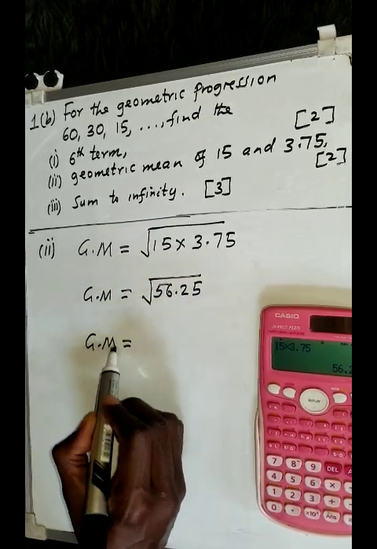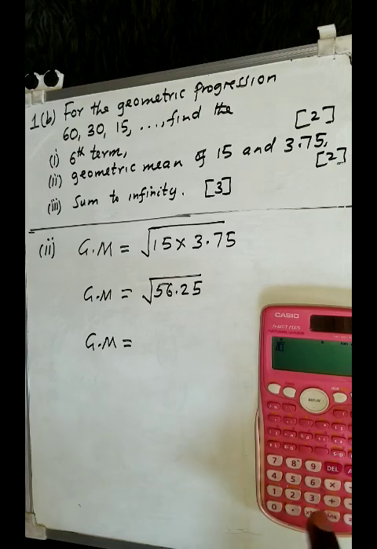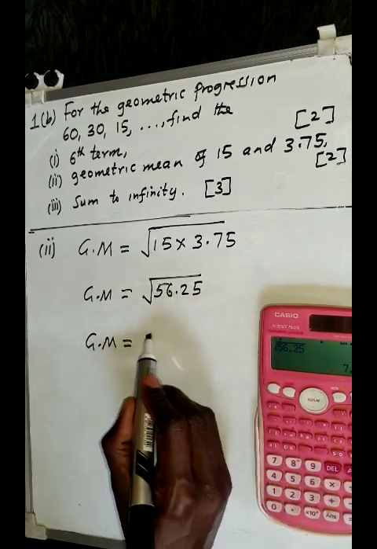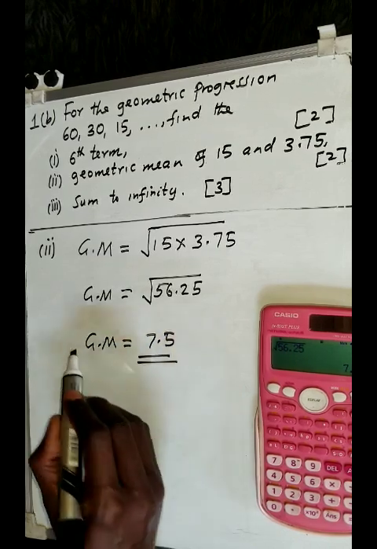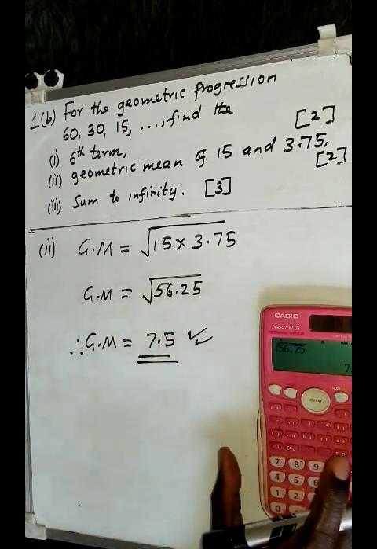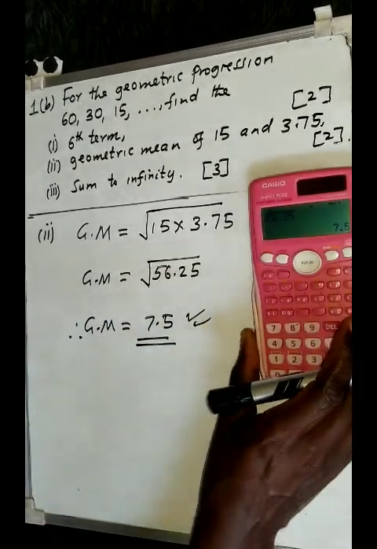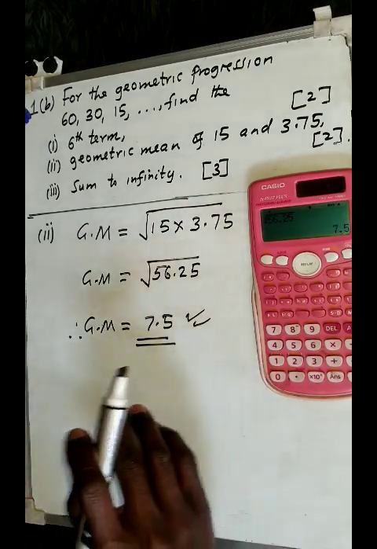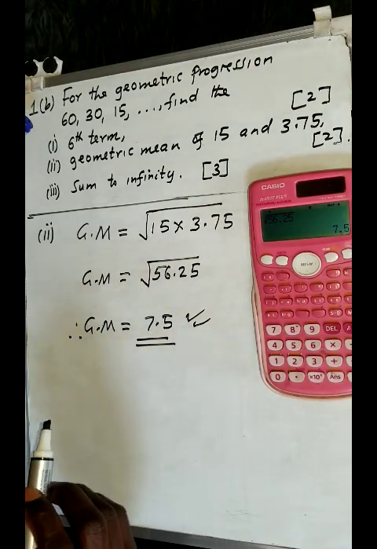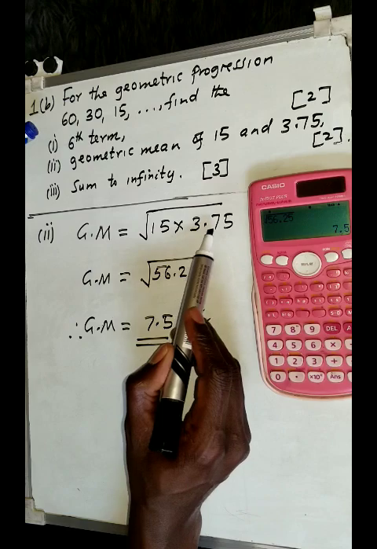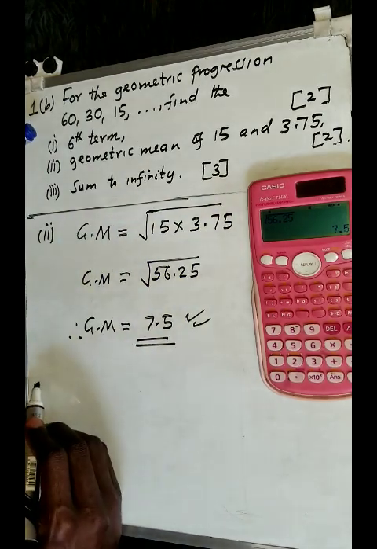So what will be the geometric mean? The square root of 56.25 is going to give us 7.5, and this is the final answer that they wanted you to get there. That's the geometric mean for two numbers. So just multiply them and find the square root. That's what we mean.